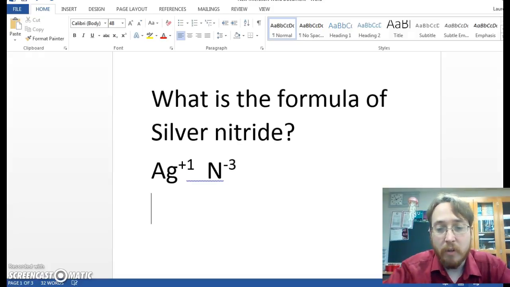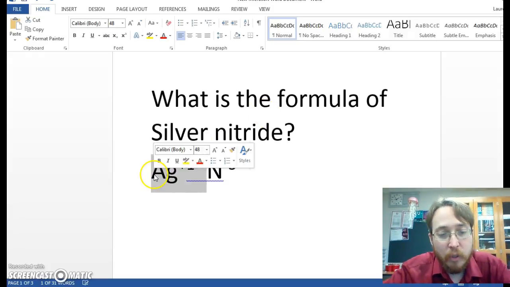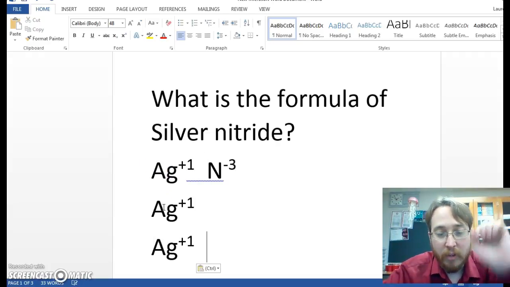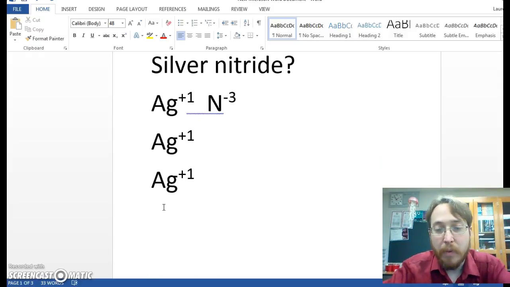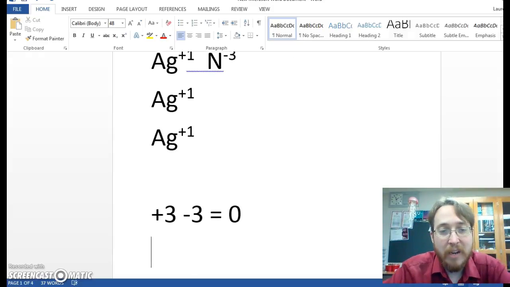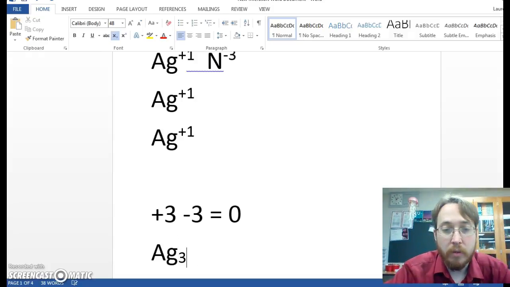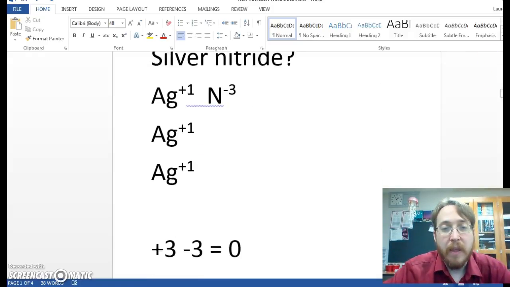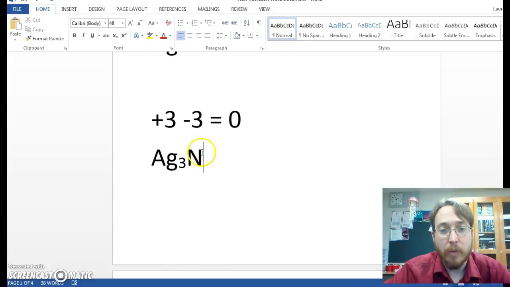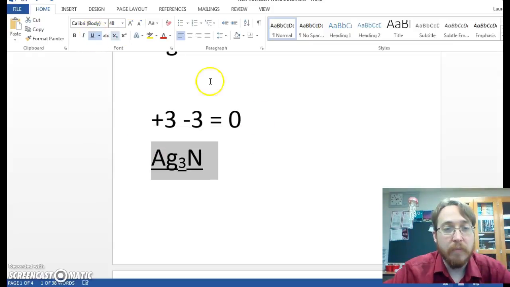Are we balanced? Surely we are not. So we need to add more on the silver side because there's only +1 to nitrogen's -3. So we're going to add silver. There we have it. Now we have +3, +3 minus 3 equals 0. We are balanced, so we're going to need 3 silver and 1 nitrogen to give us Ag3N. If our name is silver nitride, our formula is going to be right here, Ag3N.